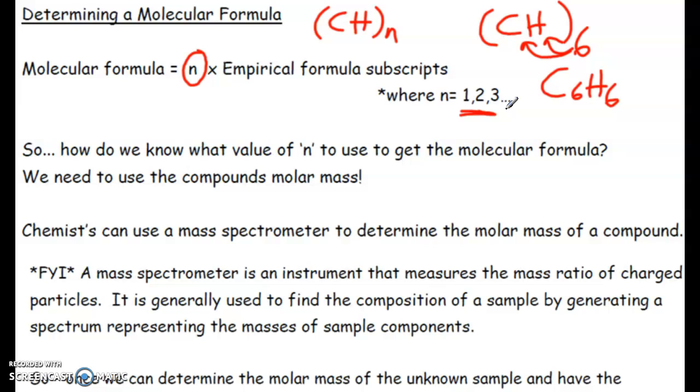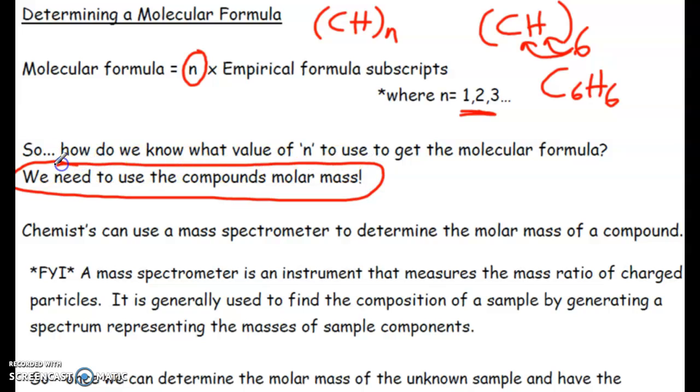You're probably wondering, how do we get the factor? How do we figure out what this n is? How do we know what to multiply the subscripts by? We need to be given the compound's molar mass. We need to know how much that real formula weighs in grams per mole. Obviously, this will have to be given in the question. You will have to be given this information. In real life, there's no one giving anyone this information.